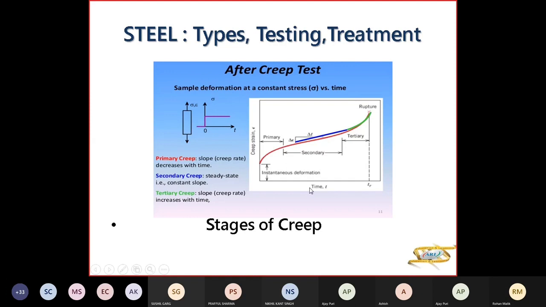It is not proportional, but it is decreasing with time. It is not increasing with time in the initial phase. The second phase is the secondary phase, where strain is constant, basically the ratio is constant, which is basically delta E by delta T, time is constant.